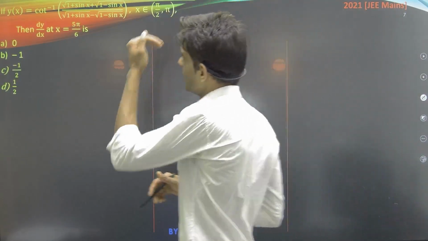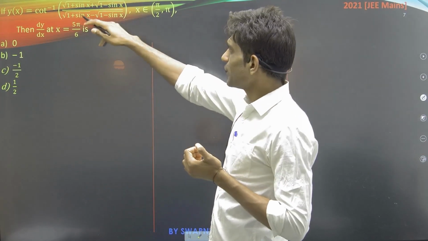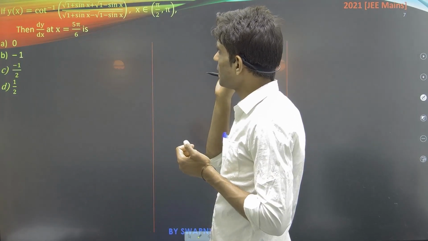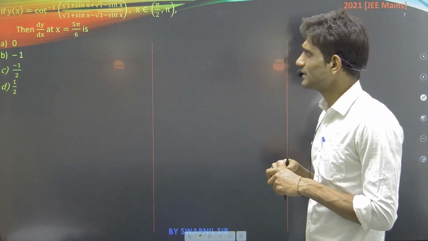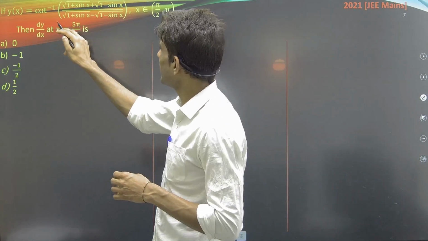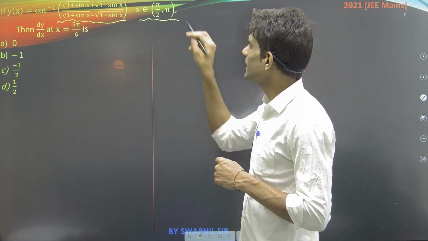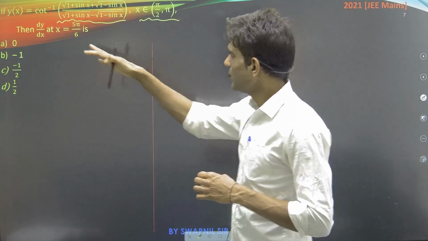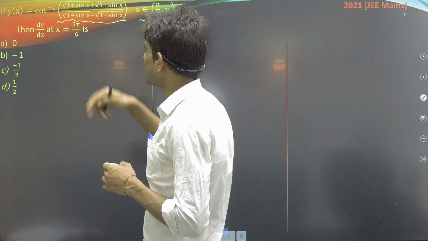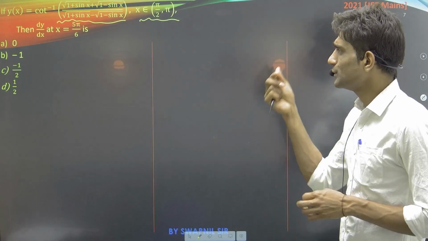In our next question, we have the given function y of x equal to cot inverse of square root of 1 plus sin x plus square root of 1 minus sin x upon square root of 1 plus sin x minus square root of 1 minus sin x. We have to simplify this first. And x, that is theta, is given in the interval of pi by 2 to pi. Then we want the value for dy by dx at x equal to 5 pi by 6.